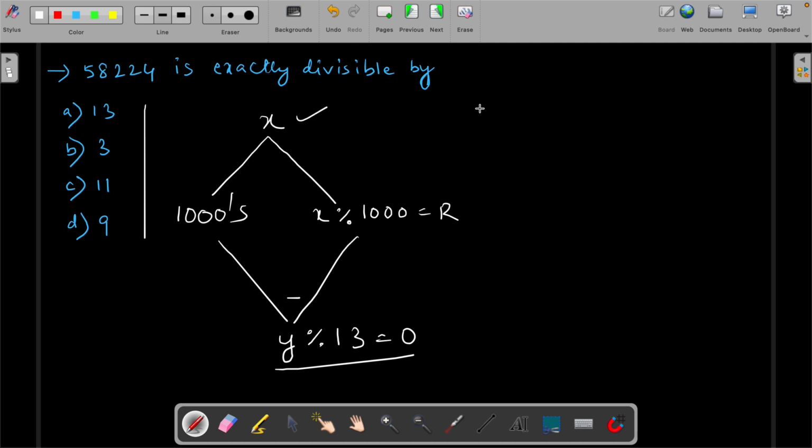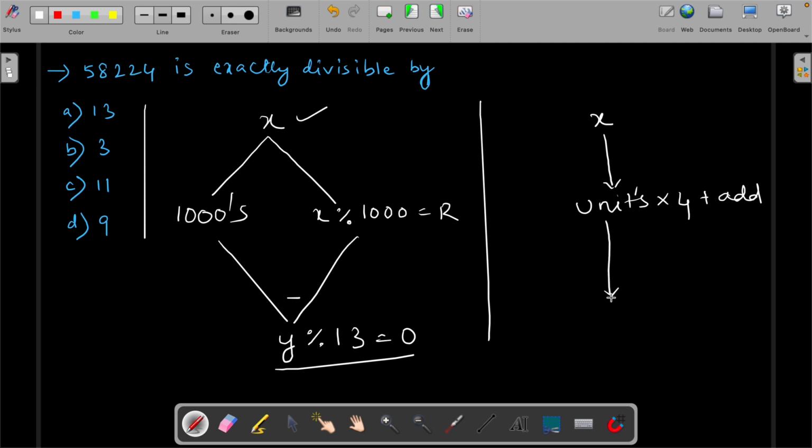This is one method. The other method is, suppose you have a number x. Take out the units digit in this number and multiply it with 4. Add it to the remaining number. This process you repeat until you get a 2-digit number. Now if this 2-digit number is divisible by 13, then you say that x is divisible by 13.